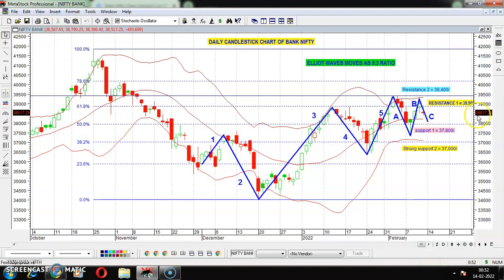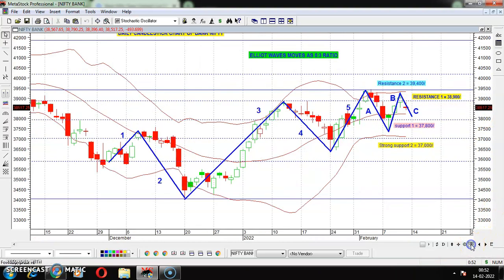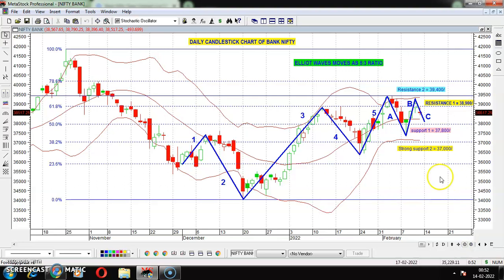So if it moves towards the upside, the first resistance would be 38,900. The next resistance would be 39,400. For this week I'm talking about. And if it breaches downside, then the first support would be 37,800, and the next crucial support would be 37,000, which is the 38.2% of the Fibonacci retracement zone. This is as far as Bank Nifty is concerned.